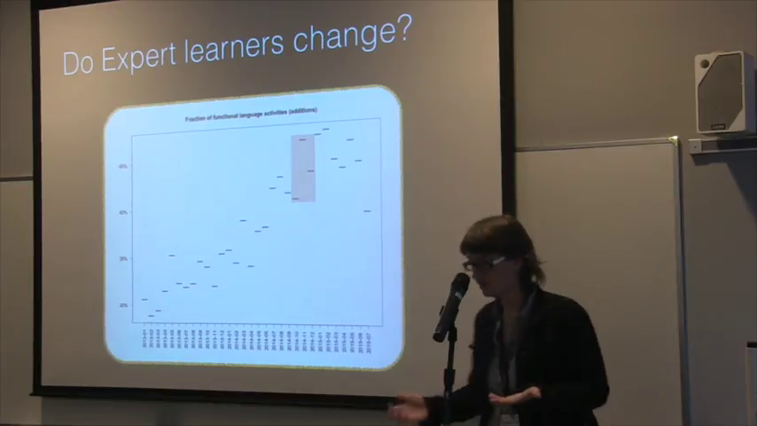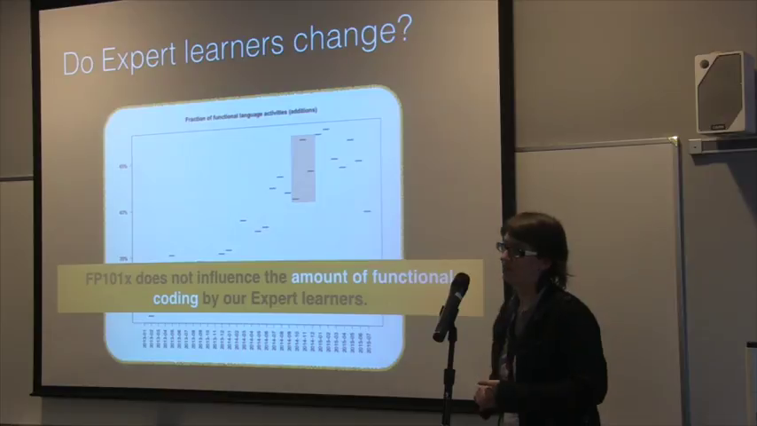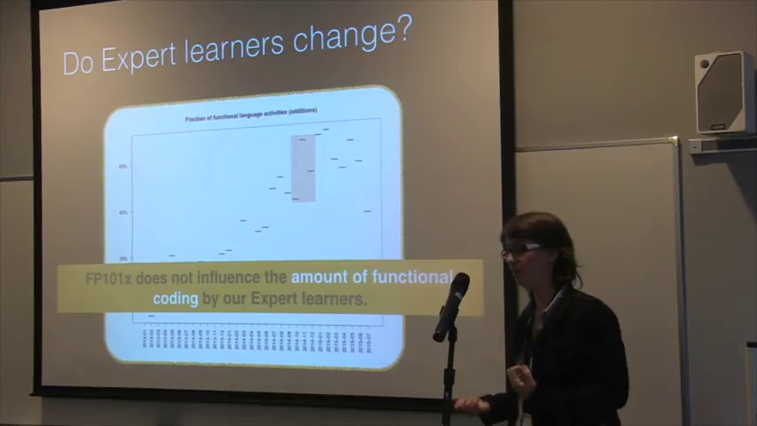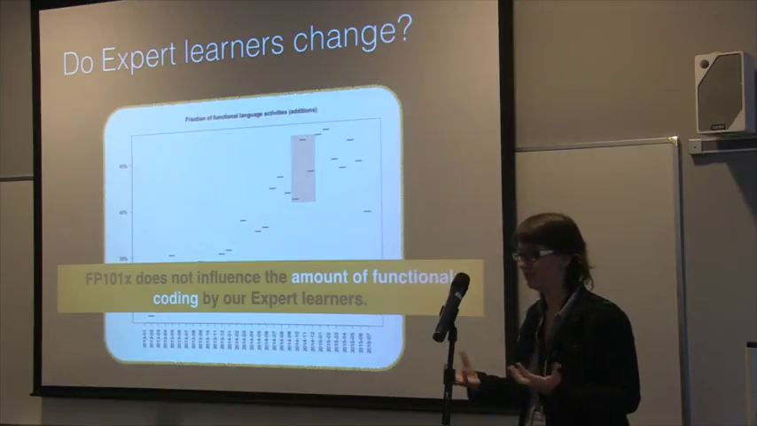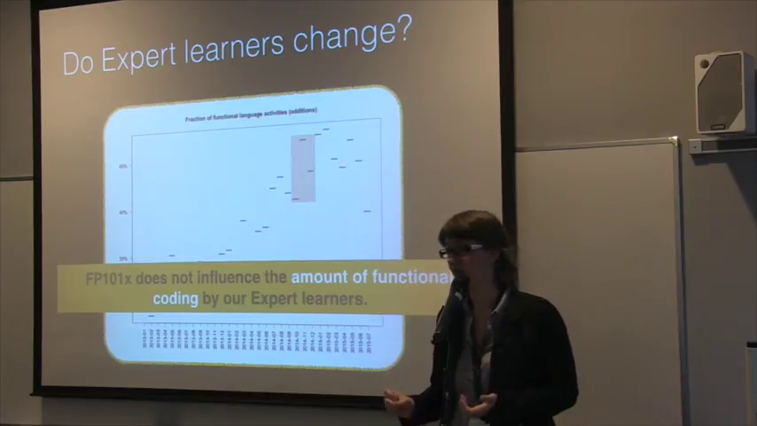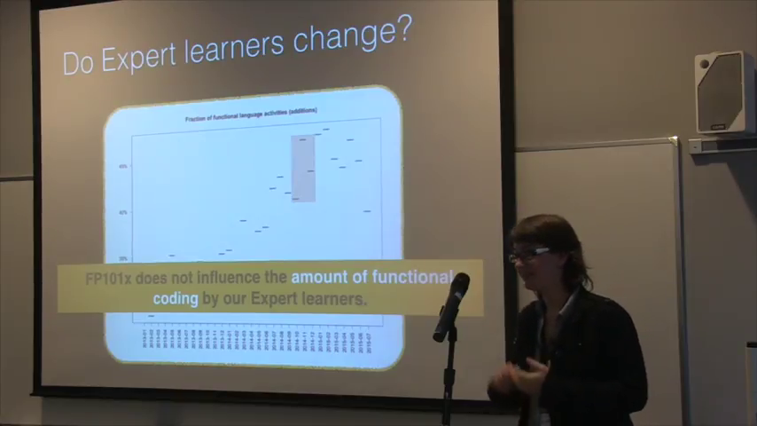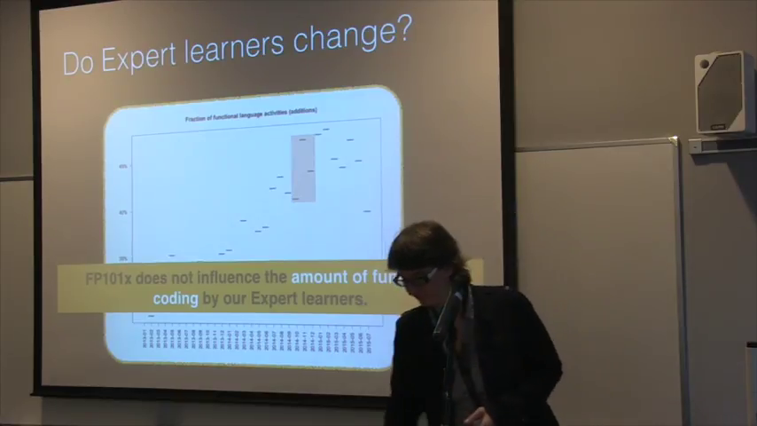So for expert learners, those that could program functionally before, we actually cannot say much. The amount of functional coding does not really change. What we're currently doing is looking at how they code functionally, which is a much harder question, and we require much more expertise for that. But at least the amount of coding did not change.